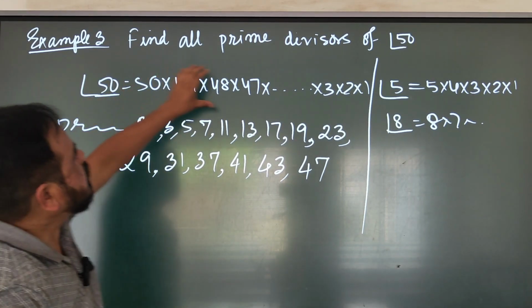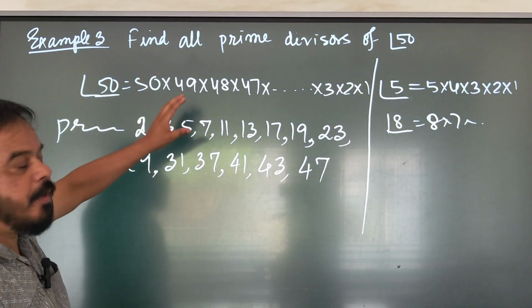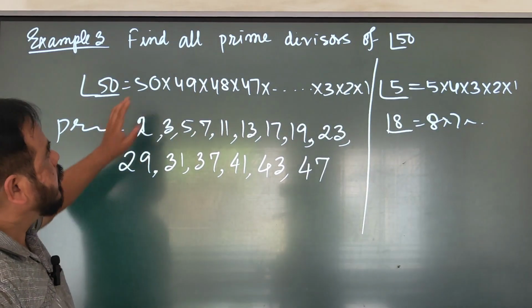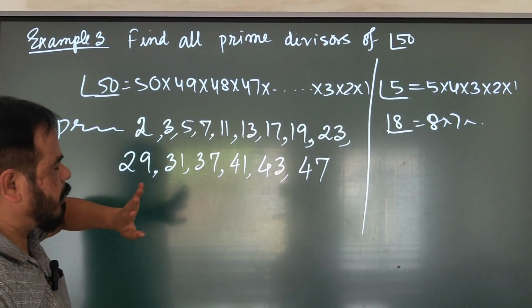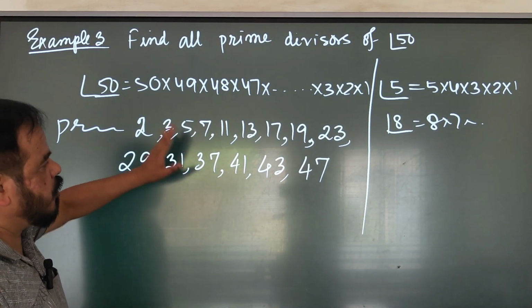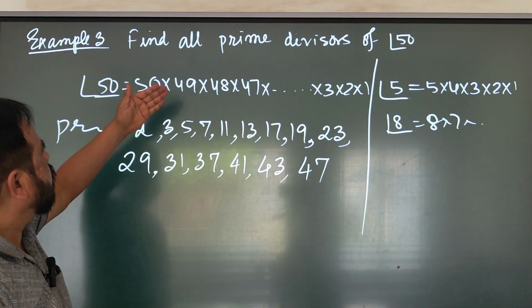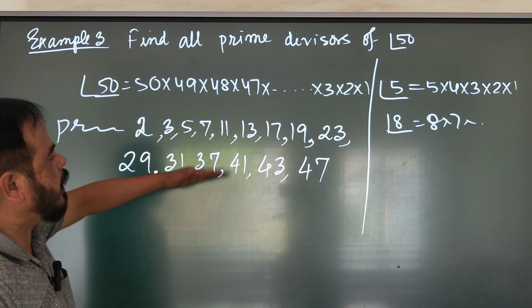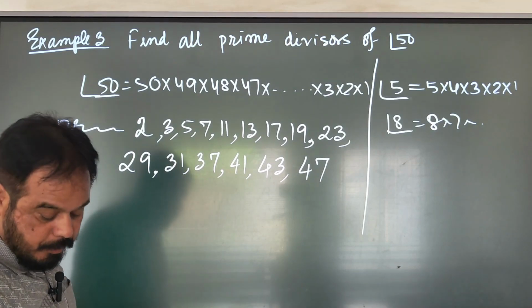That means this multiplication will be divisible by 29. This multiplication will be divisible by 37. So these are all prime factors, prime divisors. Divisors means we can divide by this. Factorial 50 can be divided by any of these. This is the meaning of this example.